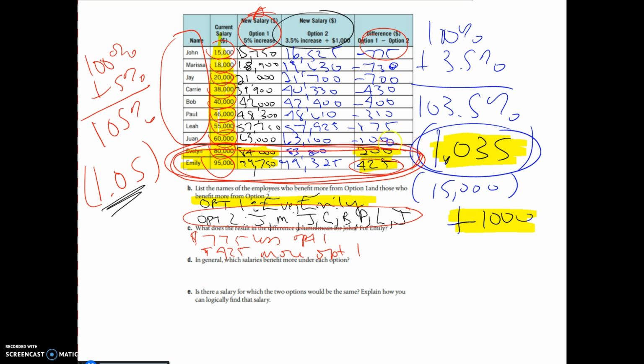And that would be Evelyn and Emily. So why are they benefiting? Well, they're high salary people here. So it looks like if you make more money, you're probably better off with option 1. And if you make less money, you're probably going to be better off with option 2. And so we need to figure out where that cutoff is a little bit, and we'll do that with Excel in a second.